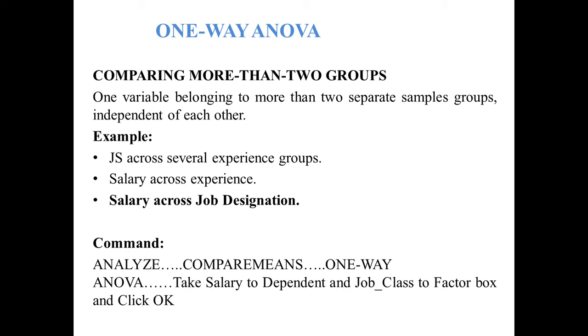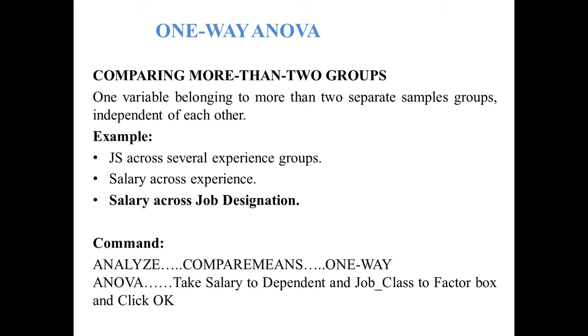on the basis of their experience, similarly salary across experience. By this example we mean that the employee with more experience expects more salary. So one-way ANOVA will let us know if the salary across the different experienced people is same or it is different.